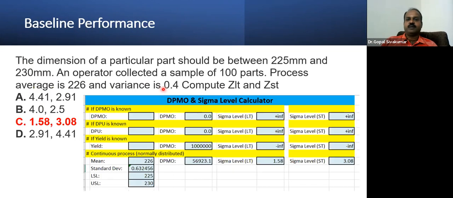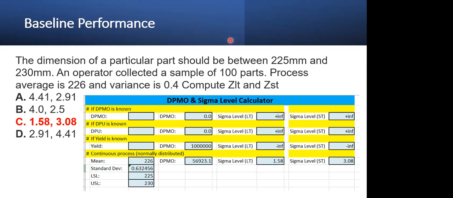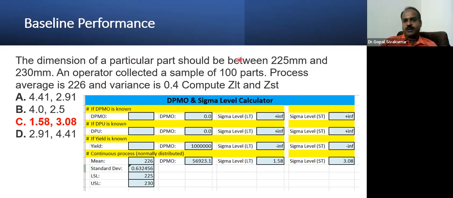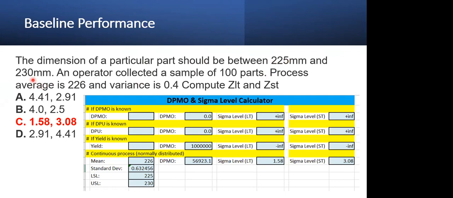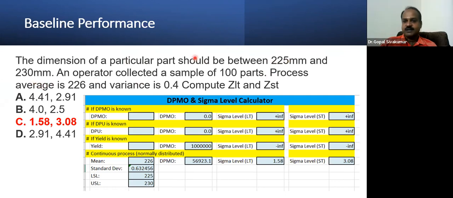Now, there is a problem. The dimension of a particular part should be between 225 and 230. What is this 225? Lower specification limit. And this is upper specification limit, 230. An operator collected a sample of 100 parts and he found that process average is 226 and variance is 0.4. Now you are asked to find out ZLT and ZST.